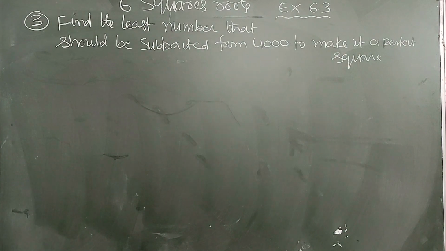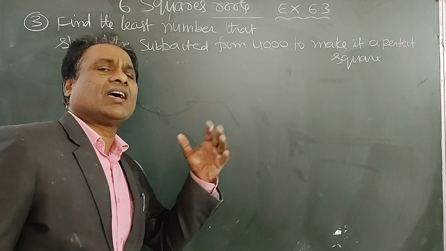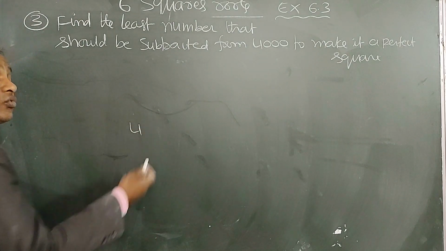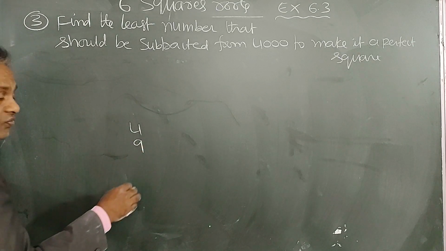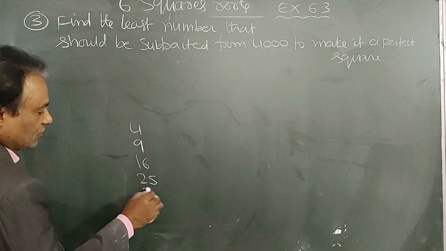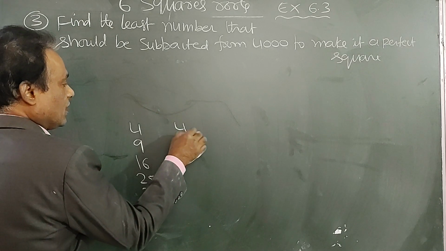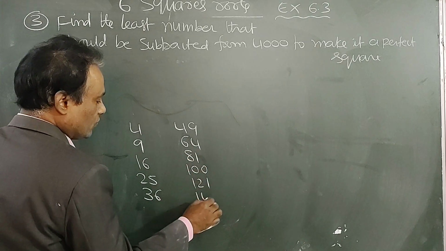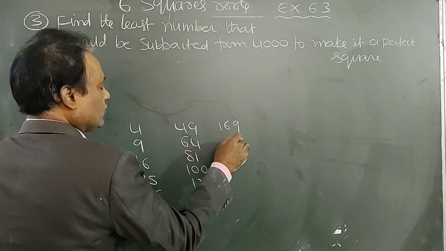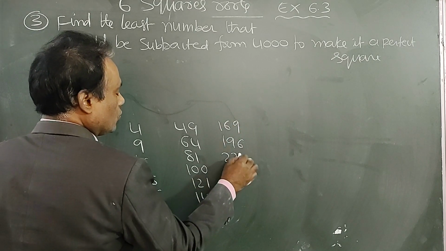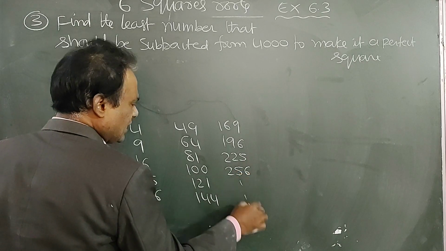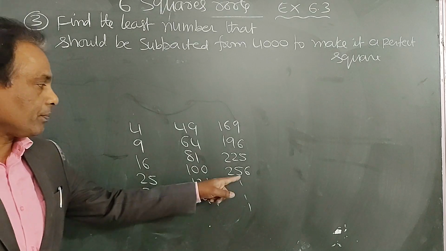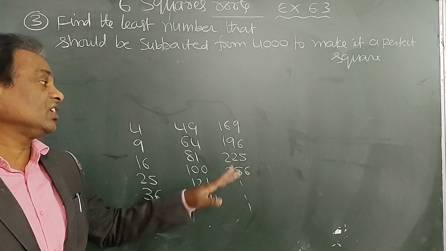See here, students. Suppose I give some examples of perfect squares. 4 is a perfect square because 2 square is 4. 3 square is 9, 4 square is 16, 5 square is 25, 6 square is 36, 7 square is 49, 8 square is 64, 9 square is 81, 10 square is 100, 11 square is 121, 12 square is 144, 13 square is 169, 14 square is 196, 15 square is 225, 16 square is 256. These are all square numbers, perfect squares. 256 is a perfect square because 16 into 16 is 256.